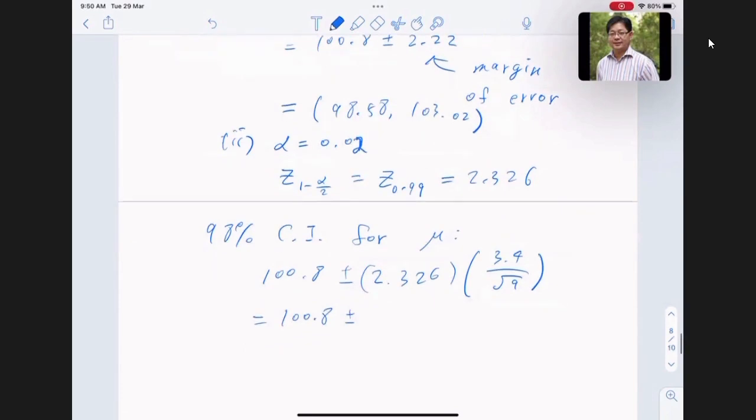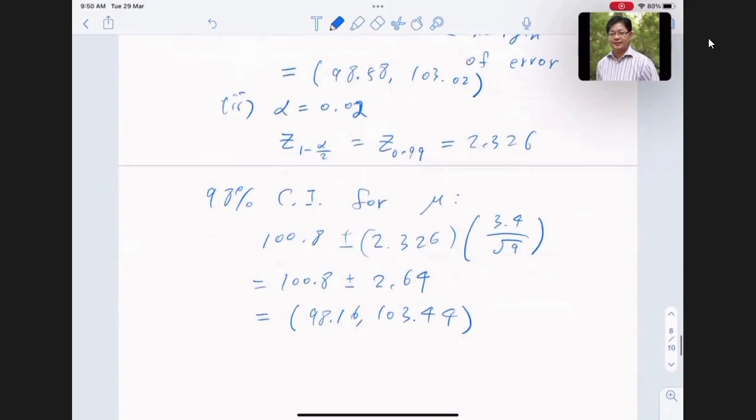You'll find that if we want to have a wider coverage, then the margin of error computed will be larger, and the interval obtained will be wider. So this is the trade-off. If you want a wider coverage, then of course you need a wider interval. And usually a wider interval will be less informative because it is less restrictive on the value of mu.